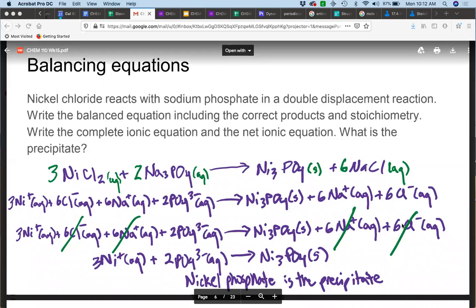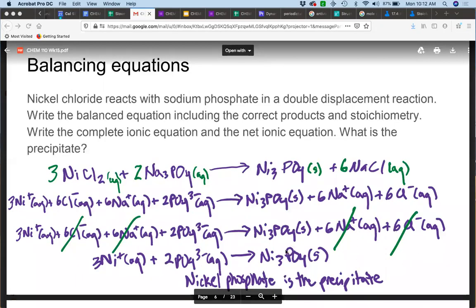And then the other piece that we want to be really attentive to is that if we have another spectator ion, in this case sodium, here we cross out our 6 sodium plus and our 6 sodium plus there. So it's really easy to figure out what our net ionic equation is if we've crossed out our spectator ions, because then anything that's remaining is what we're looking for.